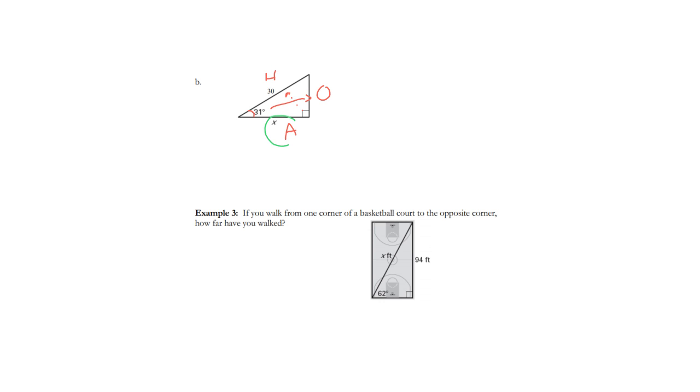If we're trying to find X, that's the adjacent side. If we know this side is 30, that's the hypotenuse. Which trig ratio uses A and H? Well, that would be cosine, right? So cosine of our 31-degree angle we're referencing is always the adjacent side over the hypotenuse. So X is our adjacent side, and our hypotenuse is 30.